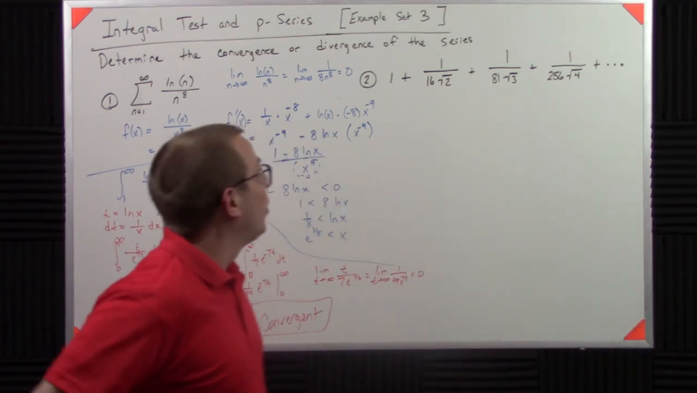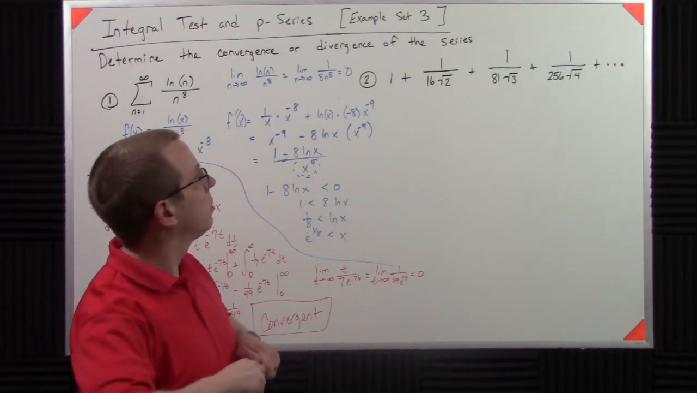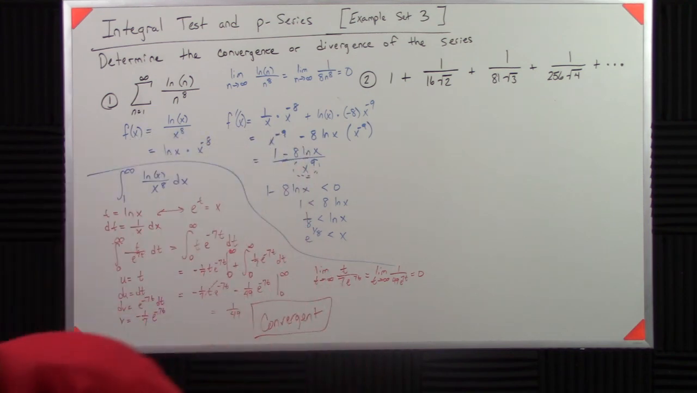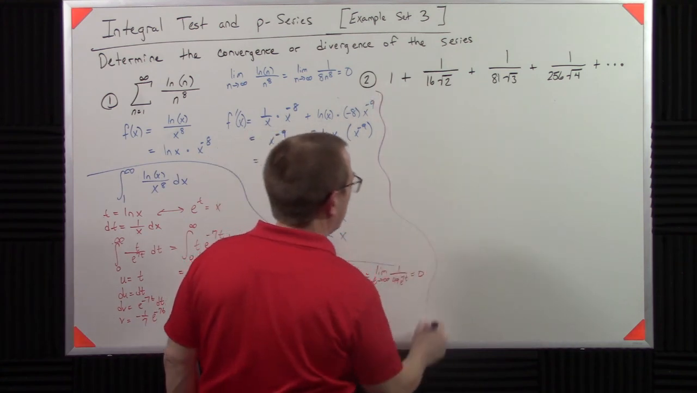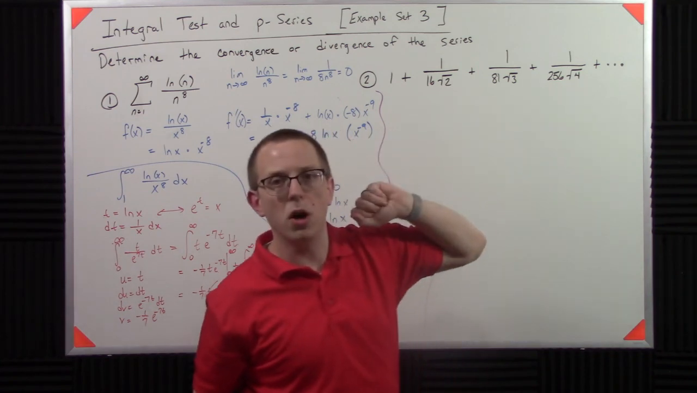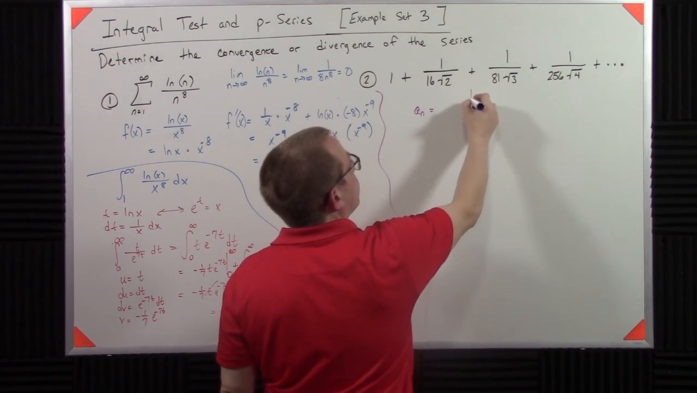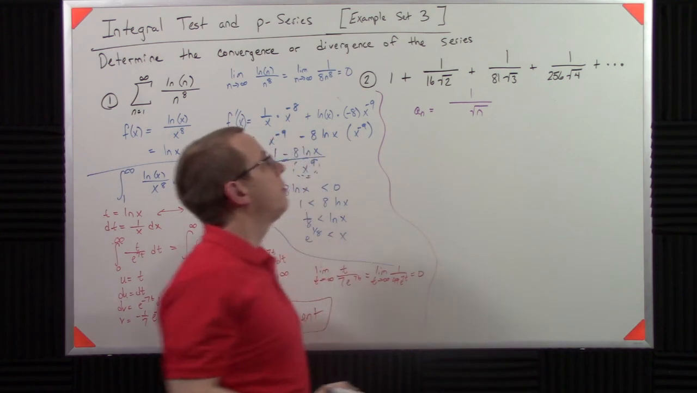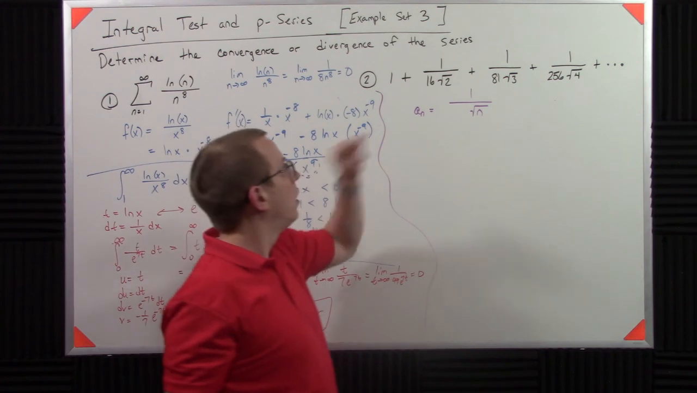Let's take a look. We have 1 over 16, square root of 2, 1 over 81, square root of 3, 1 over 256, square root of 4. Okay, so let's see if we can identify a pattern. Well, it looks like I have the square root of the index on the bottom every time. And it looks like I have a 1 in the numerator every time. Does that make sense? Because this would be like 1 over the square root of 1. No problem.